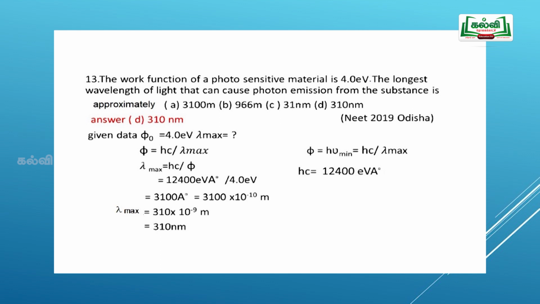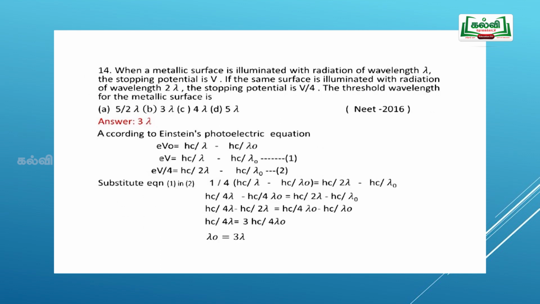But here 3100 into 10 power minus 10, because Angstrom is equal to 10 power minus 10 meter. This option is not there. So rearrange this for a nanometer. We know nanometer is 10 power minus 9. So when you take out the 10 power, the zero will go. So this becomes 310 into 10 power minus 9 meter, which is 310 nanometer. So the option D is correct. Next, we'll move on to the next problem.